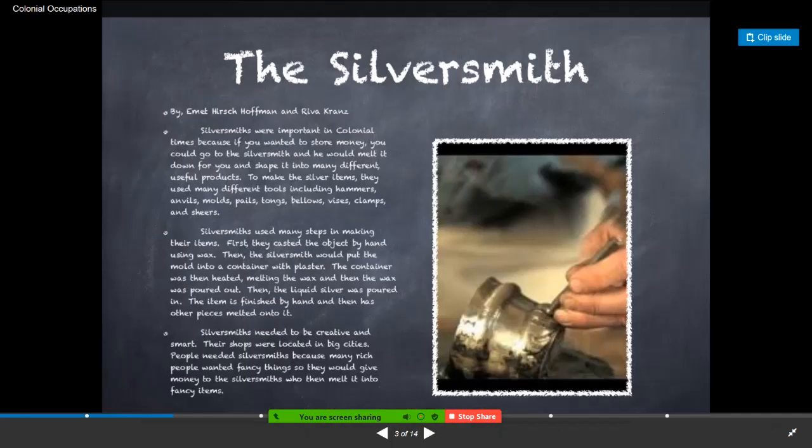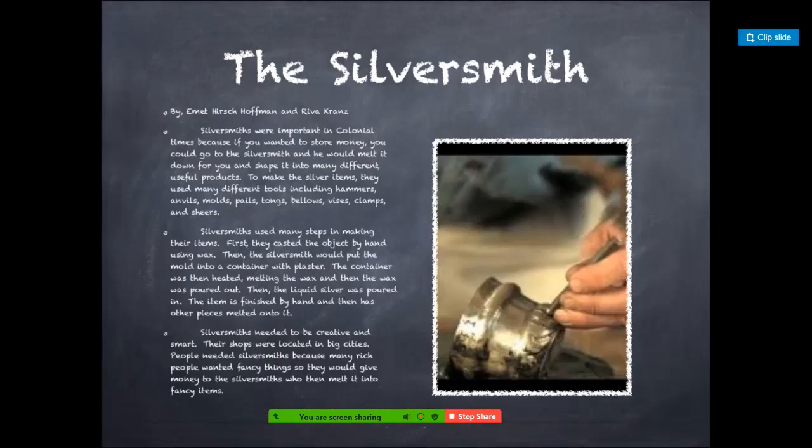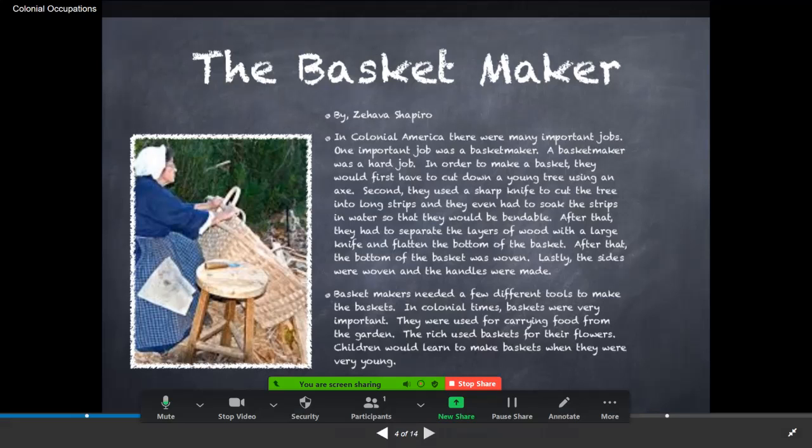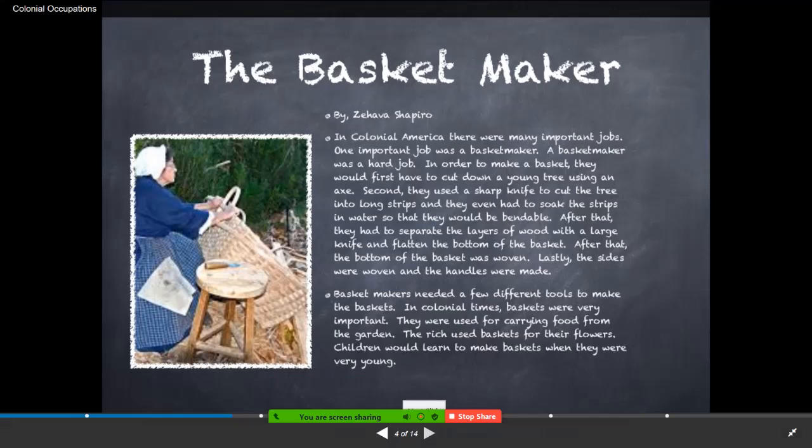The silversmith, which ironically, you could take all of your extra money, melt it down into one big piece of silver. That was one way of doing it, and a silversmith would be happy to help you with that endeavor. The basket maker, just like with us in Nishnabik, you need to carry stuff, and one way to do it is make baskets. Whereas we would use black ash, there in the colonies, you would use whatever trees were closest to you, whether it be ash or something else.